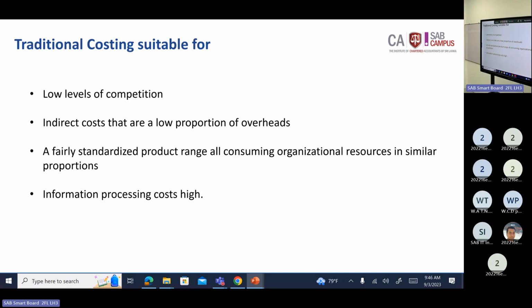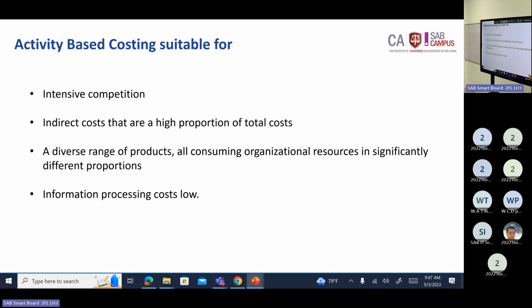Toyota Corolla has no real model variation right now. Maybe it is not practice, but just to understand, there is not much customizing or diversification. But when you have customized products and so many diversified products, a large range of custom products, then you go for activity-based costing.